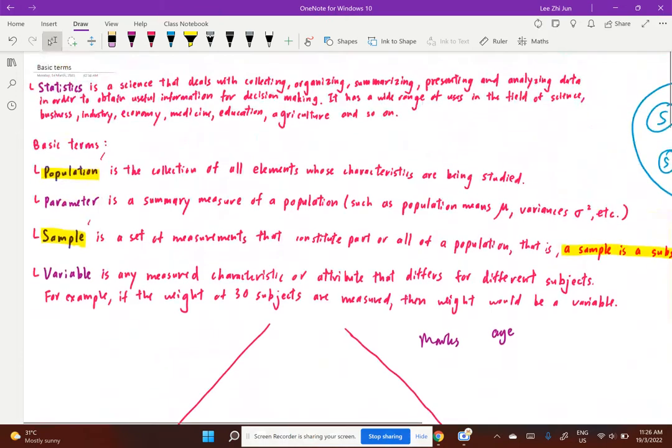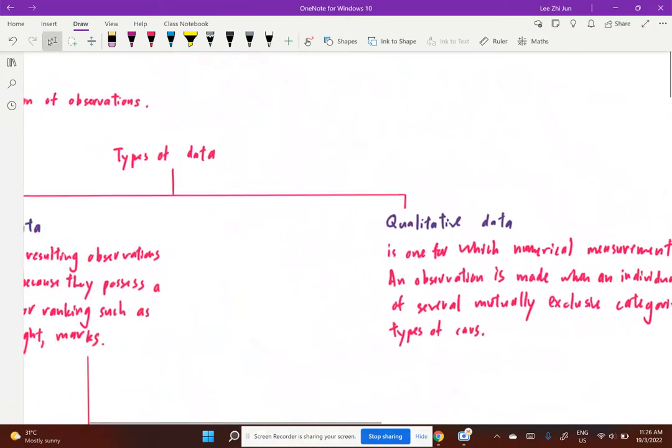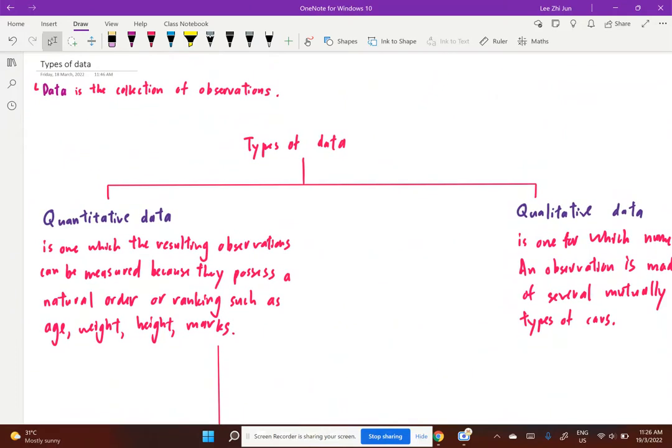Okay, so we go to the types of data. The definition of data is the collection or observation. For example, in the mathematics test, Ahmad scored 85 marks while Mutu scored 50 marks. So the 85 and 50 will be the data.